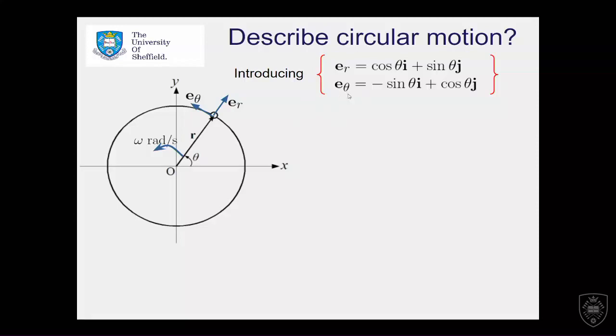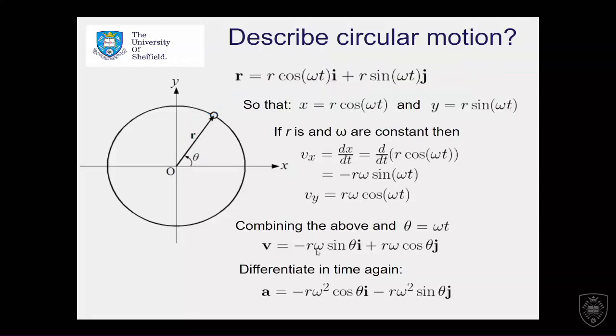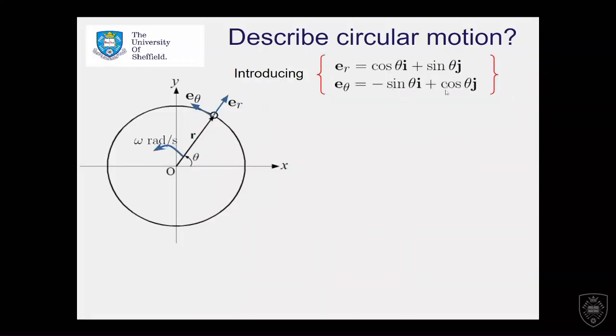And e_theta, just as we deduced before, for the velocity you get a minus sign here and a positive cosine here. It points always in the direction of where the particle is going if it's on a circular route. So what we're going to do is just rewrite what we just did in the previous slide, but instead of i and j, we're going to use e_r and e_theta because it's going to lead to a lot of simplifications.